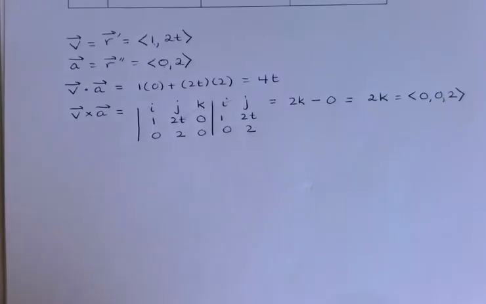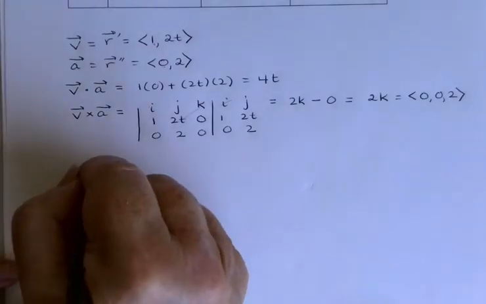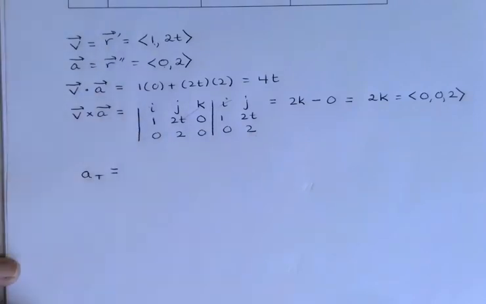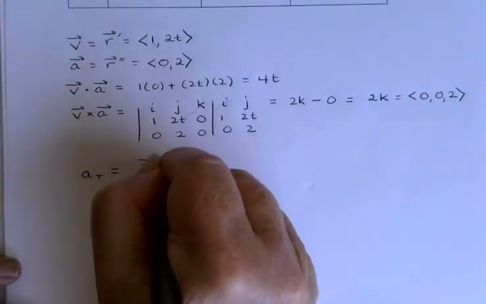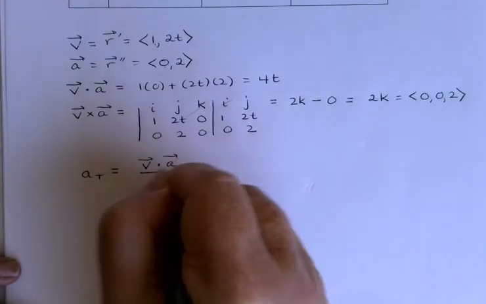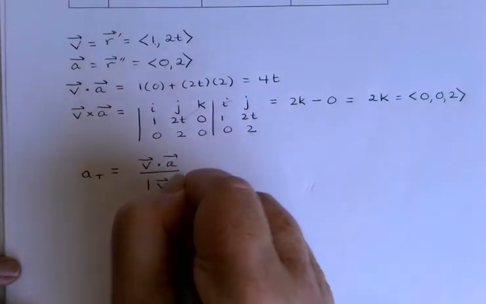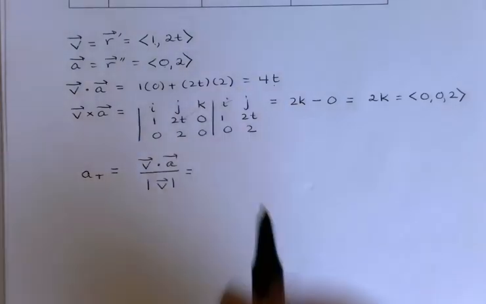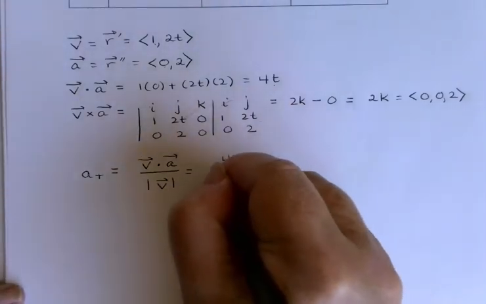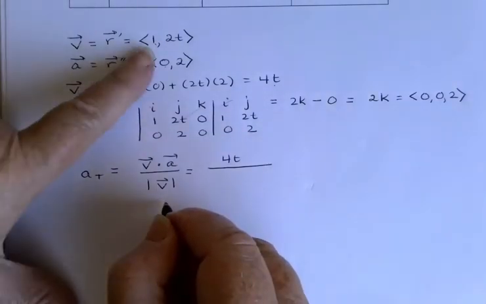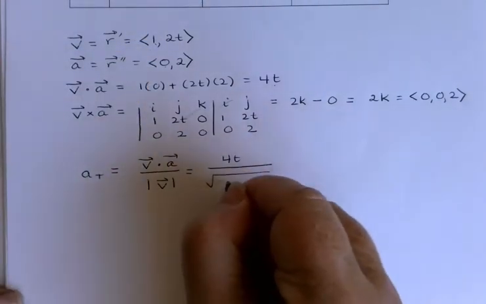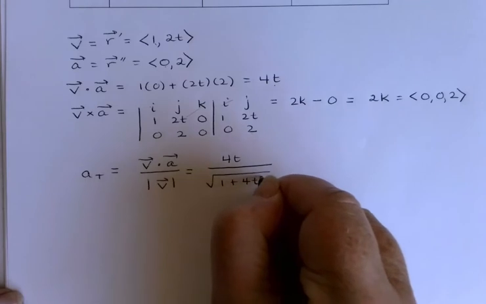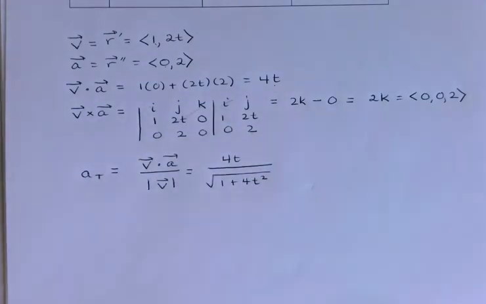All right, let's come up with some formulas for the tangential and normal components of acceleration. A sub t is supposed to be v dot a divided by the magnitude of v. We already did v dot a right here, it's 4t. And the magnitude of v is our famous square root of 1 plus 4t squared that we got so tired of a couple of videos ago. That can't be simplified, so I'm going to leave it just like that.